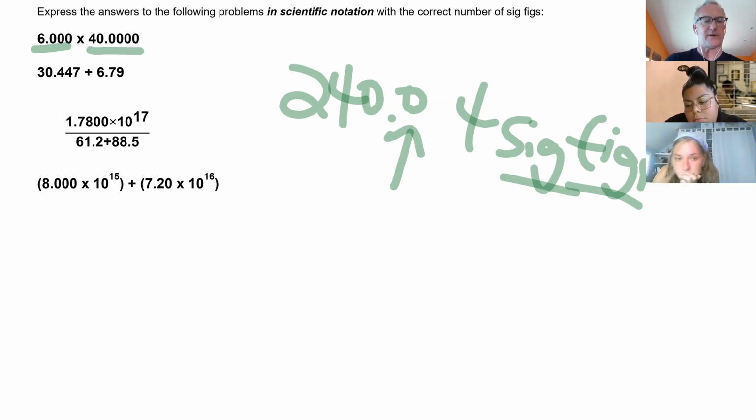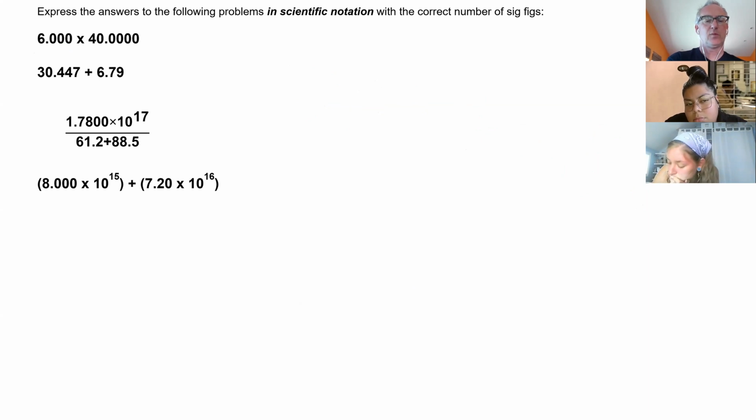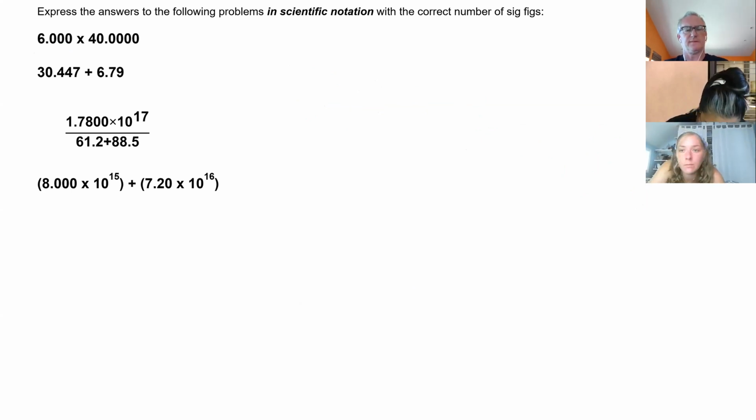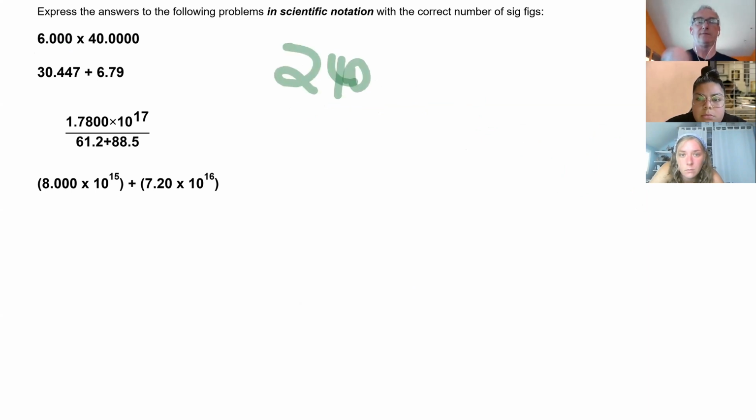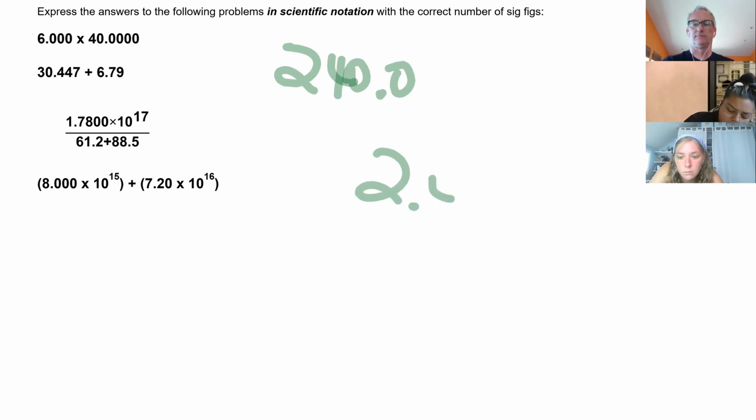So what about the next one? When we're adding, what are we going to do? What would you suggest when we're adding numbers together? Don't you also need to express the 240 in scientific notation for the first one? Oh, you're right. You're absolutely right. I asked for scientific notation. So what would the answer to that be? 2.400 times 10 to the second.